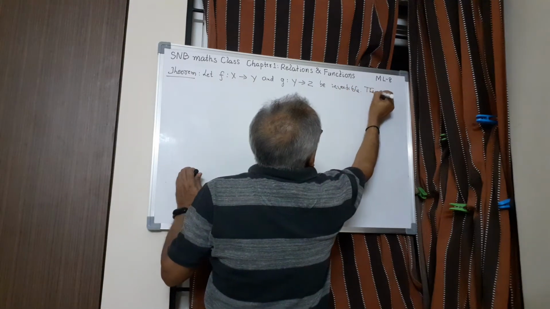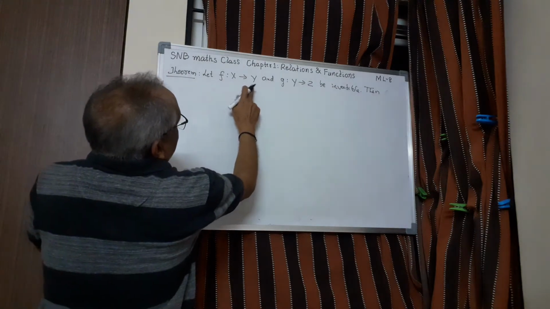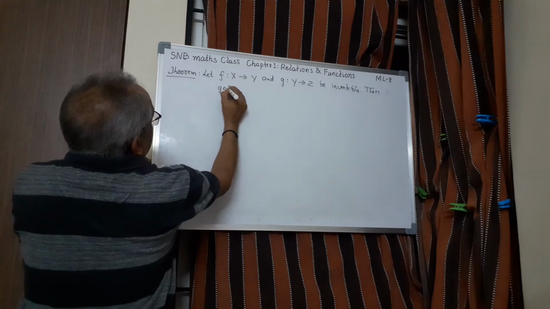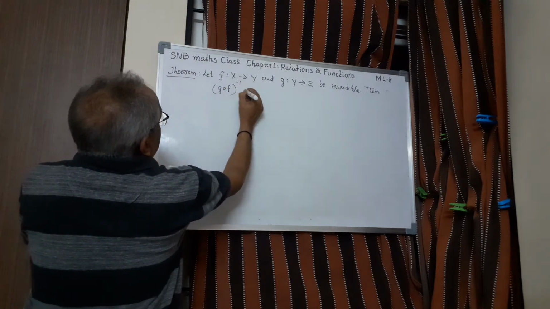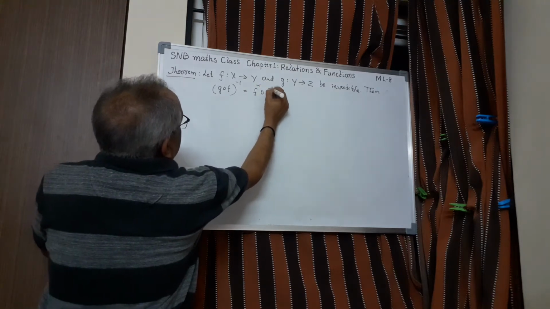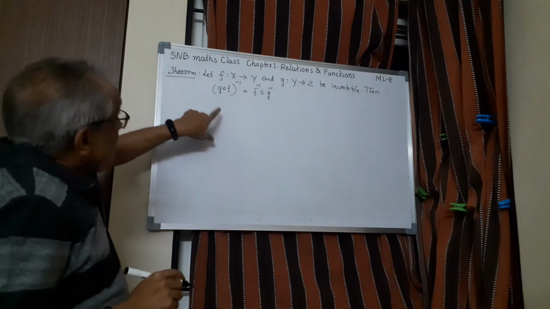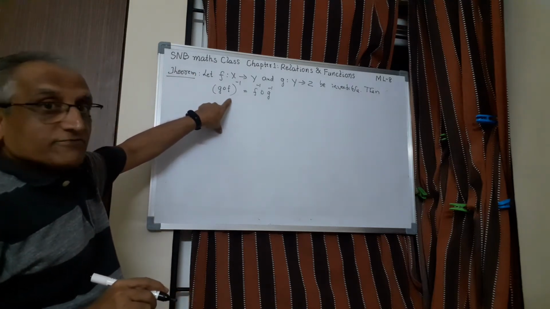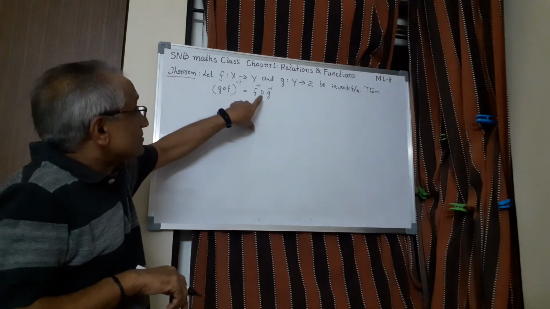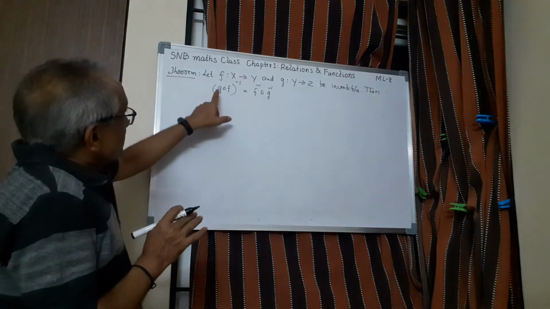Then the theorem says, see, it is X to Y and Y to Z, so it should be (g of f) inverse equal to f inverse g inverse. This is the theorem. That is, inverse of composite function g of f is also a composite function, but it is f inverse of g inverse. First, try to understand how it is defined.